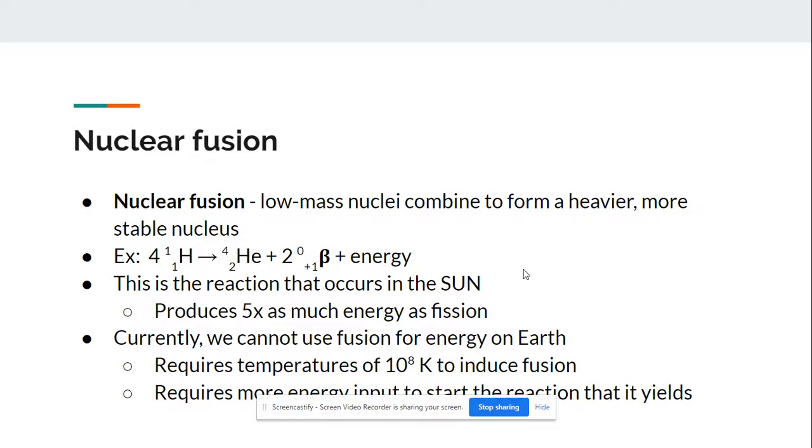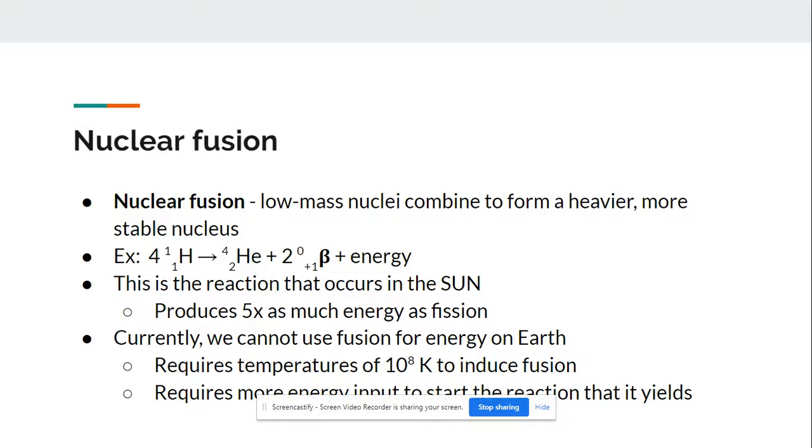This is the kind of reaction that occurs in the sun every day to provide the energy we need on Earth to survive. Unfortunately, we cannot use this reaction on Earth because it also requires a lot of heat to start the reaction. It requires temperatures near the temperature of the sun, which is 10 to the 8th Kelvin.